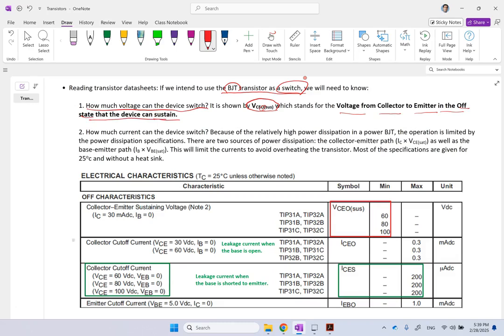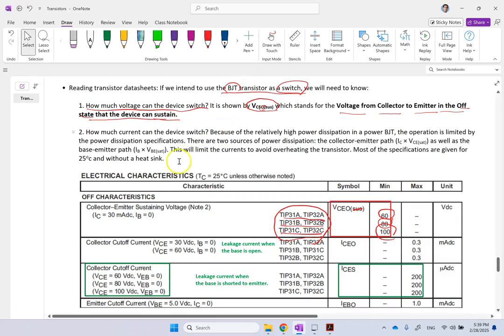If you look here, this is one of the transistors, okay? These are the category of transistors, TIP31. Depending on what category you're looking at, the voltage they can withstand and turn on and off is 60 volts, 80 volts, and 100 volts. So if you want to cut a voltage in a circuit that is more than 100 volts, maybe you should not use any of these transistors.